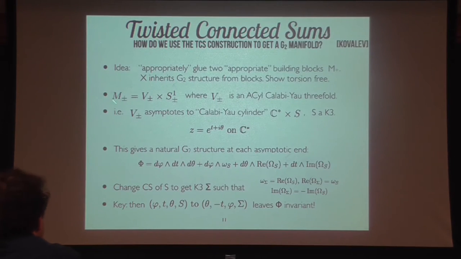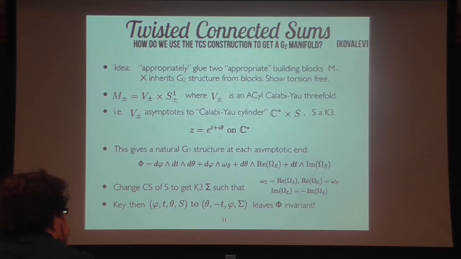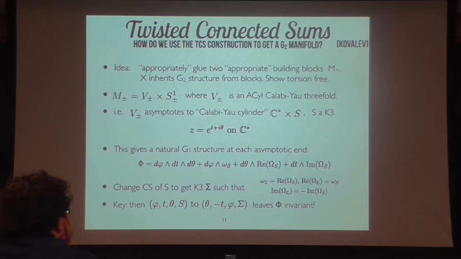This is what I'm looking for. M plus minus is a 7-manifold that's some 6-manifold V times a circle, where V is a particular type of 6-manifold called an asymptotically cylindrical Calabi-Yau threefold. What that means is that asymptotically, as you go towards one region of the manifold, it starts to look like C star times a K3 surface. And this C star has a coordinate C that we write in terms of t and theta this way.